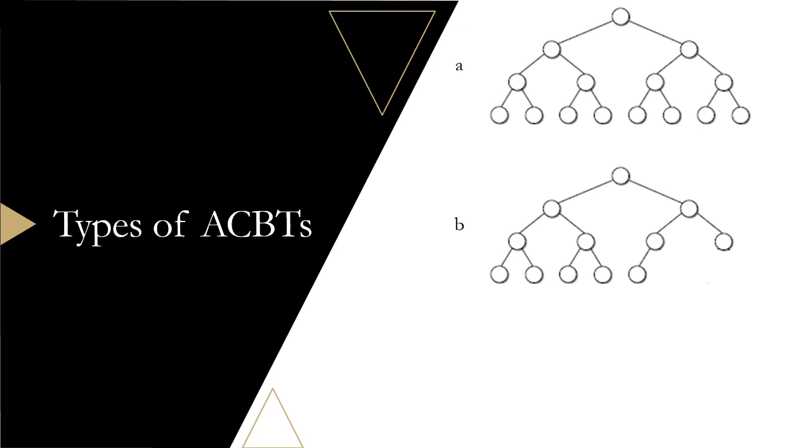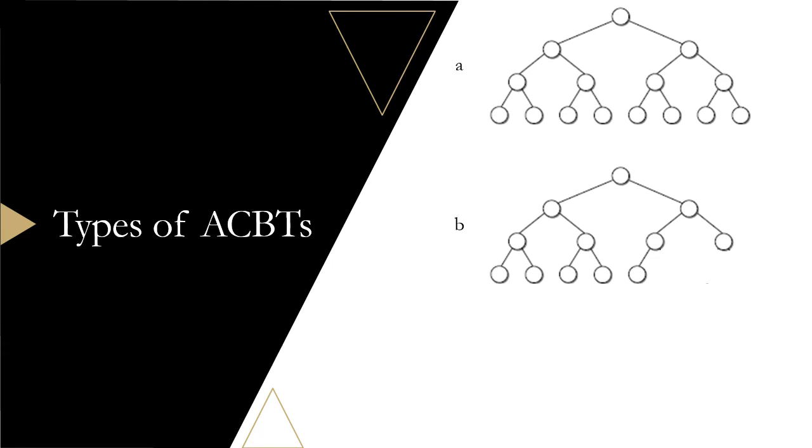This is the second kind of ACBT. Now, the difference in height of the two subtrees of the root is 0. Height of the left subtree is 3. The height of the right subtree is also 3. Concentrate on the left subtree of the root. The left subtree of the root is a perfect binary tree. Now concentrate on the right subtree of the root. If you look at it, you will see that the right subtree is an almost complete binary tree.